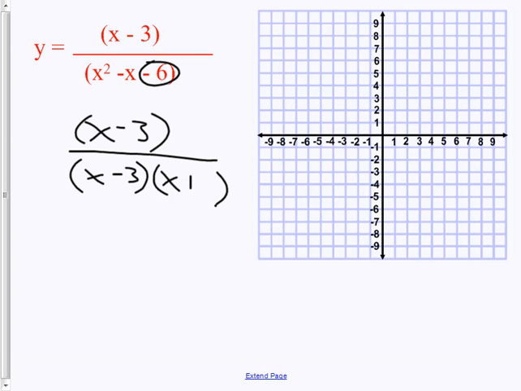All right, so what does that mean? That cancels, and y equals, what do I put on top? Nothing? A 1.